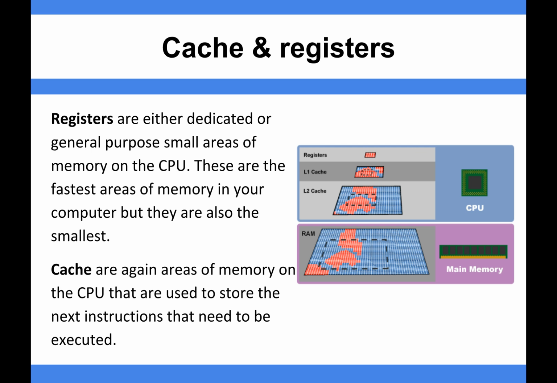Okay, but where you've got RAM, which exists outside of your CPU, cache and registers are memory that exist on your CPU. So you've usually got level one cache, level two cache, and registers. They're all types of memory on your CPU. But in terms of speed and size, it's a little bit like all memory. Registers are the ones that are closest to the actual processing of the CPU.